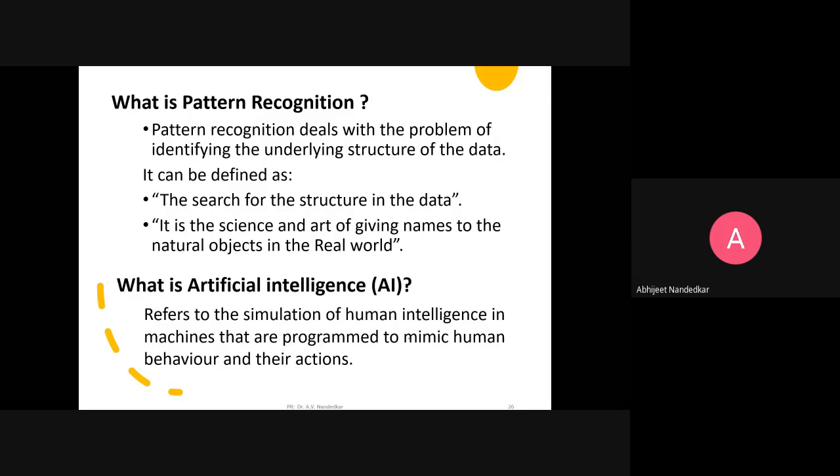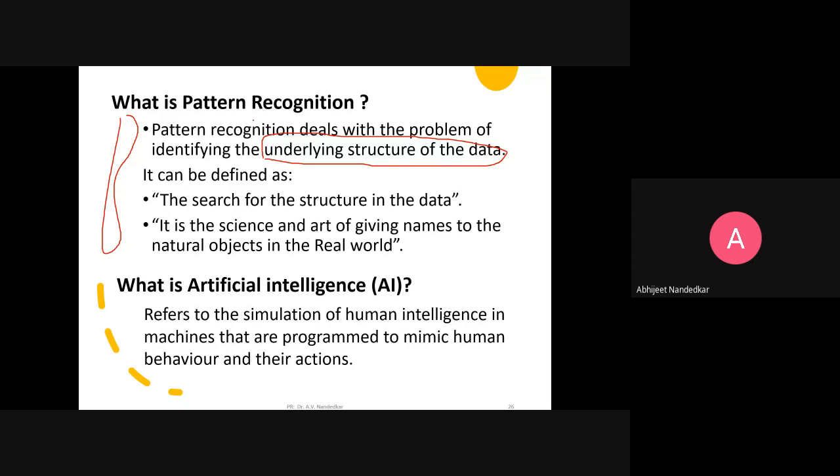So we will just revise what we have seen. What is pattern recognition? Pattern recognition deals with the problem of identifying the underlying structure of data. This is the key thing: identifying the underlying structure of the data. It can also be defined as the search for structure in the data. It is the science and art of giving names to natural objects in the real world. These are a few definitions of pattern recognition.